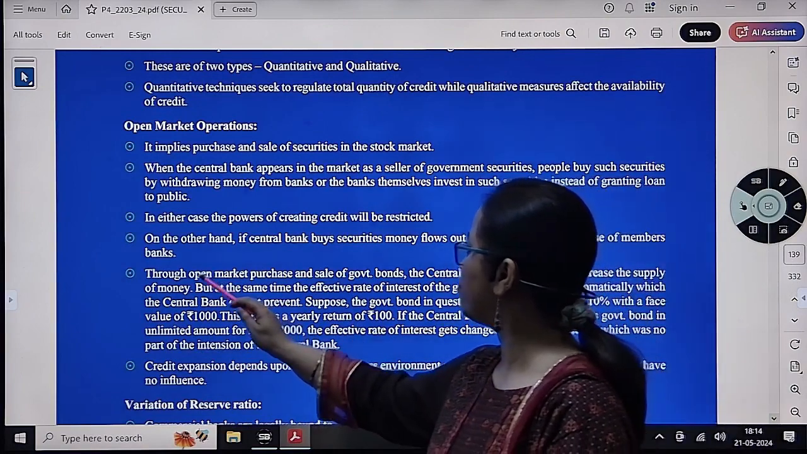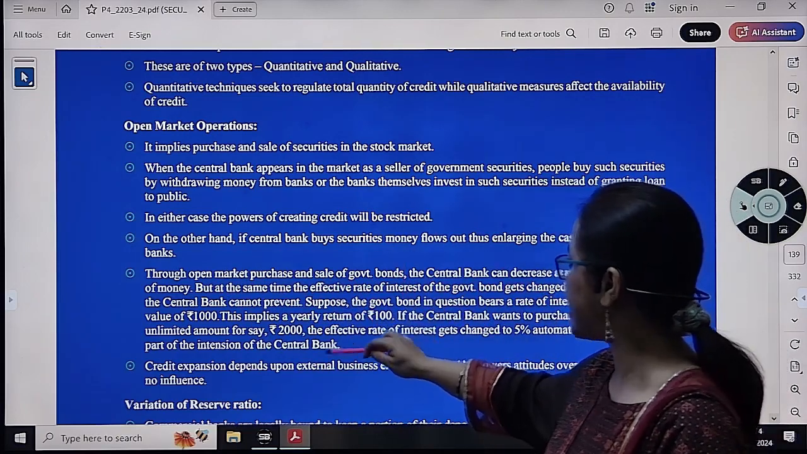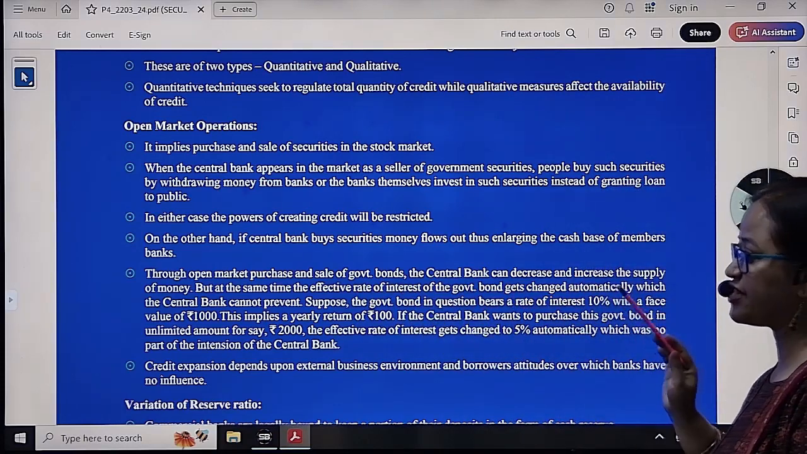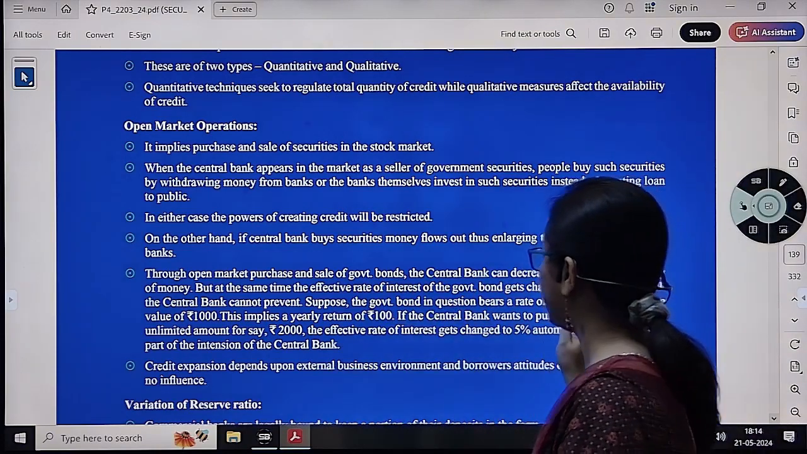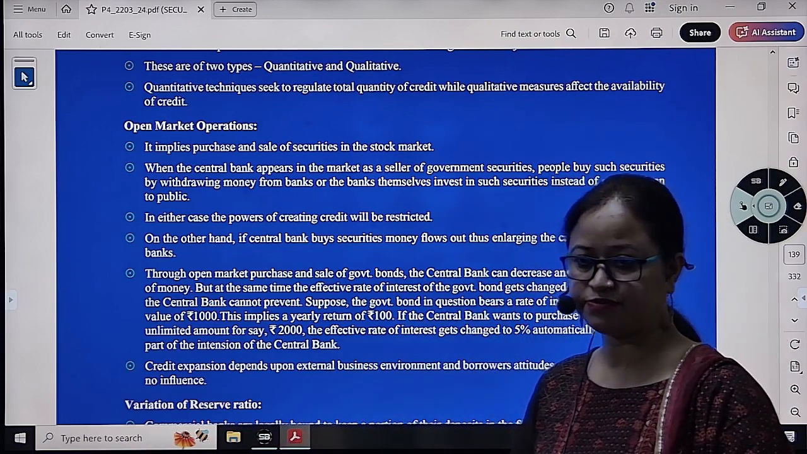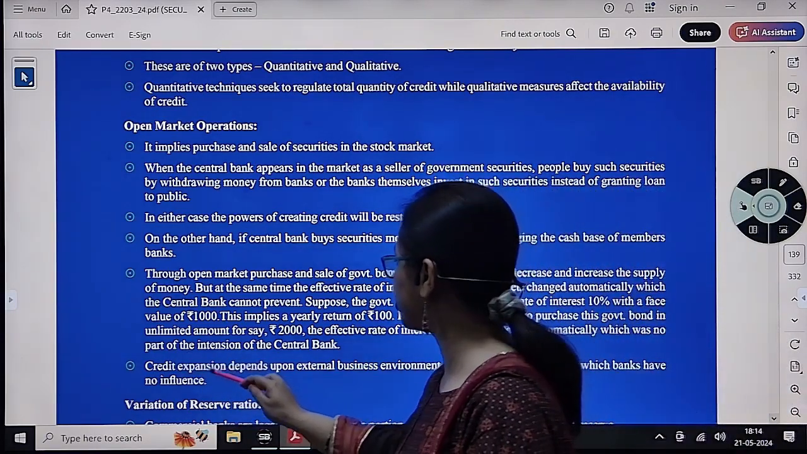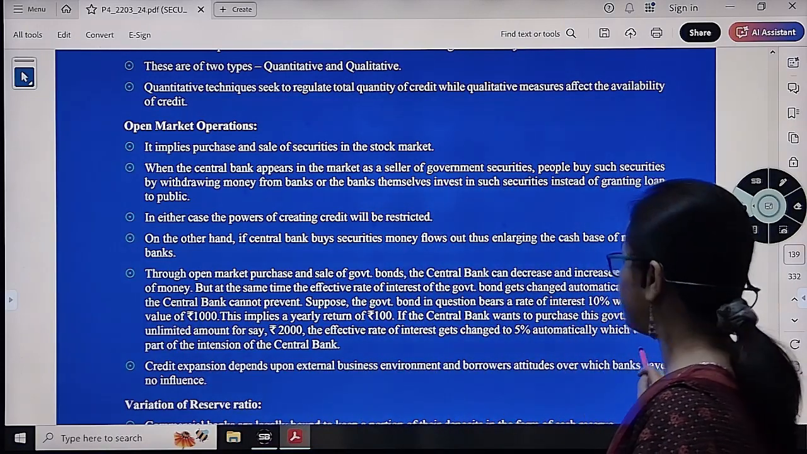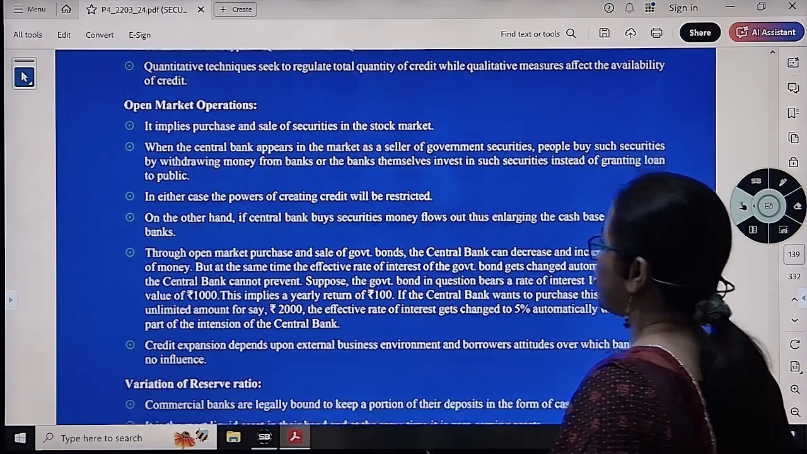Okay, so through open market purchase and sale of government bonds, the central bank, and this you have understood. This is one example given about the rate of interest of the government bond. If the central bank buys or sells securities in the open market, the rate of interest will automatically change. So that example is given. Credit expansion depends upon external business environment and borrowers' attitude over which banks have no influence. Fine? So this is open market operation, number one.